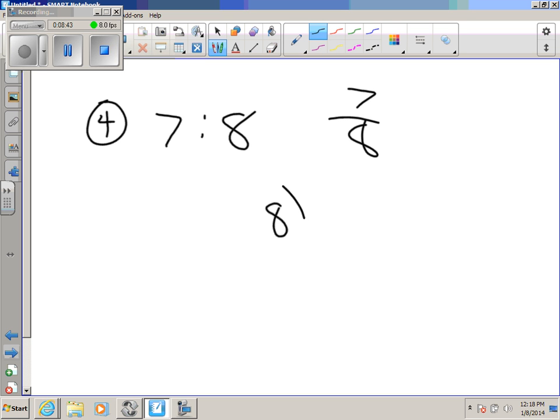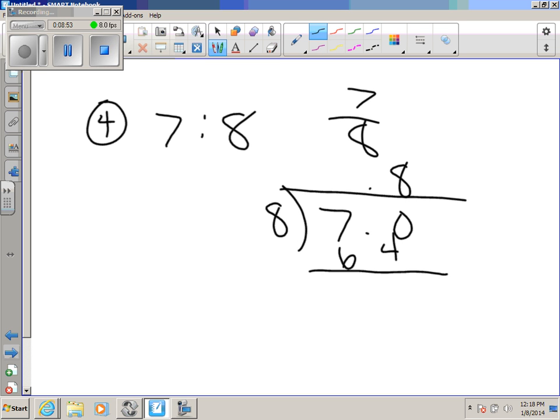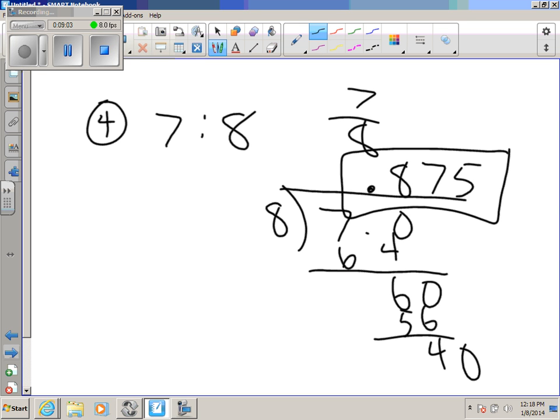Okay, I divide 7 by 8. Set it up. 8 into 70 is 8. 8 into 60 is 7. 8 into 40 is 5. The decimal there is 0.875.